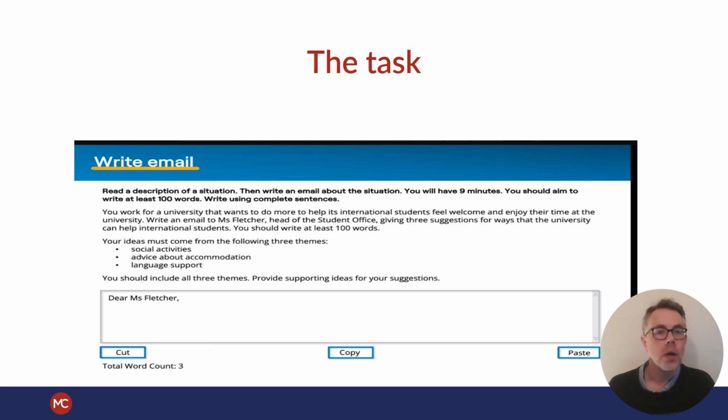Here's the scenario. You work for a university that wants to do more to help its international students feel welcome and enjoy their time at the university. Write an email to Ms. Fletcher, the head of the student office, giving 3 suggestions for ways that the university can help international students. There's the purpose of the email.